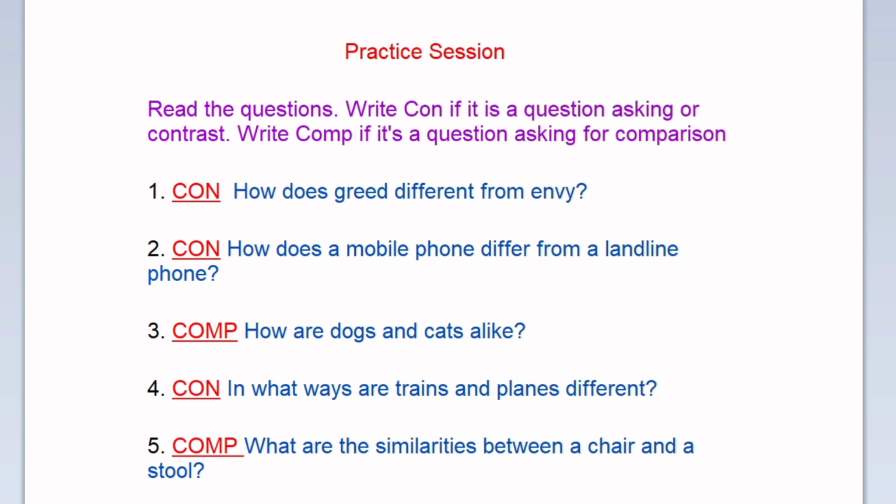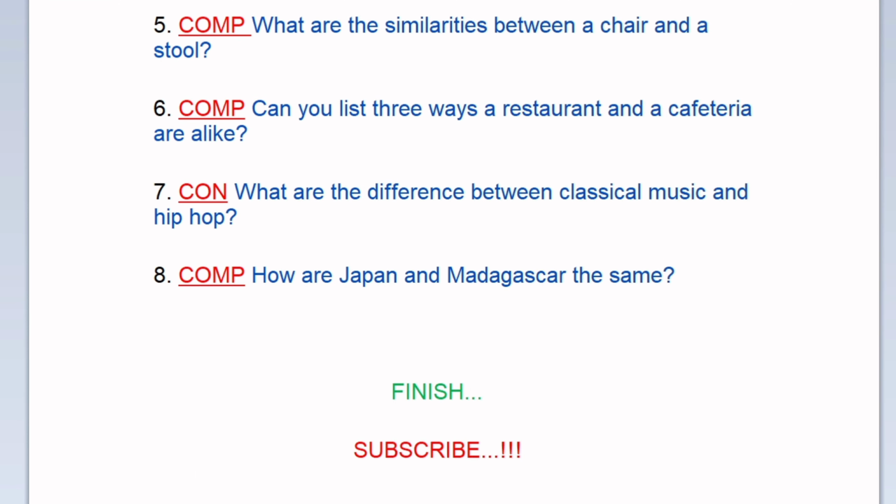Con. How are dogs and cats alike? Comp. In what ways are trains and planes different? Con. What are the similarities between a chair and a stool? Comp. C-O-M-P. Can you list 3 ways a restaurant and a cafeteria are alike? Comp. What are the differences between classical music and hip-hop? Con. How are Japan and Madagascar the same? Comp.